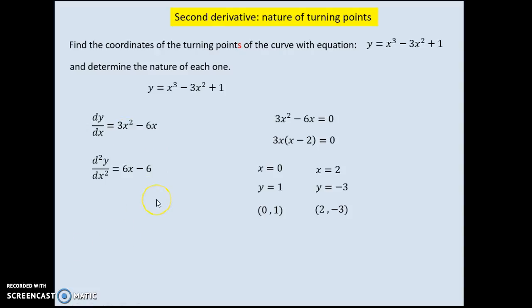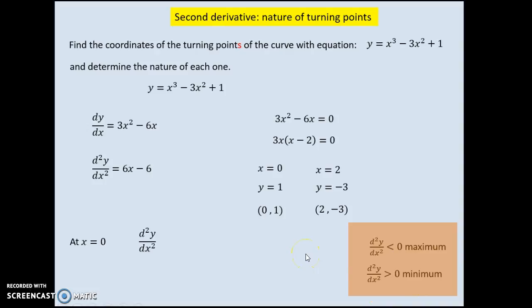Now the procedure is that we substitute the x values of the turning points into the second derivative, and if the answer comes out negative, then it will be a maximum, and if the answer comes out positive, it will be a minimum. So at x equal to 0, the second derivative gives us a negative as expected, and thus it is a maximum. And at x equal to 2, when we substitute it into the second derivative, we get a positive answer, therefore it is a minimum.